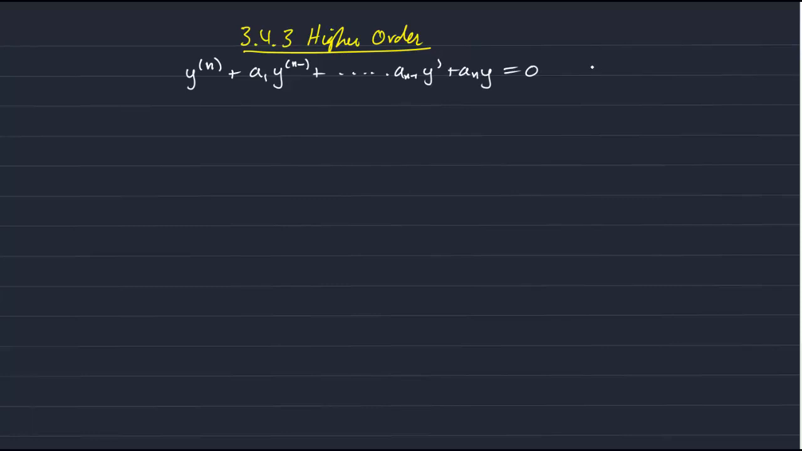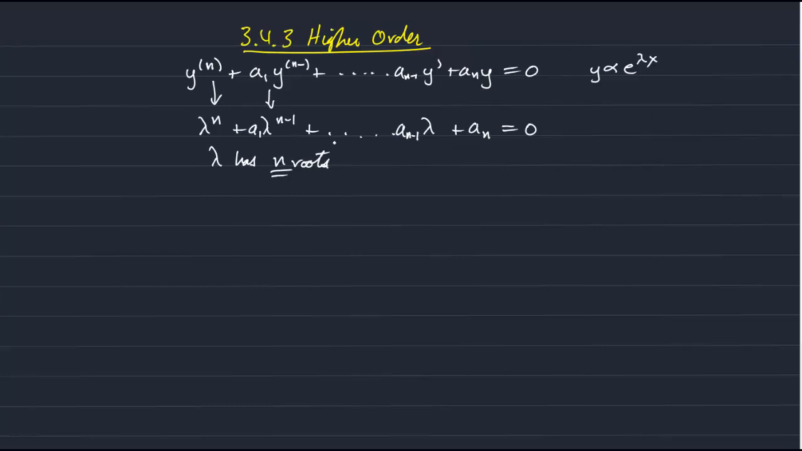And again, if we assume that y is proportional to e to the lambda x, we'll get a characteristic equation that is lambda to the n power plus a1 lambda to the n minus 1 power. These correspond to these parts of the original ODE, and summed all the way down to a n minus 1 times lambda plus a n is equal to 0. So this is an nth order equation, and lambda has n roots.